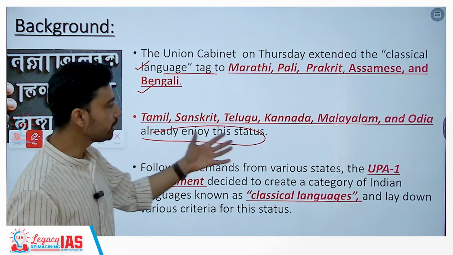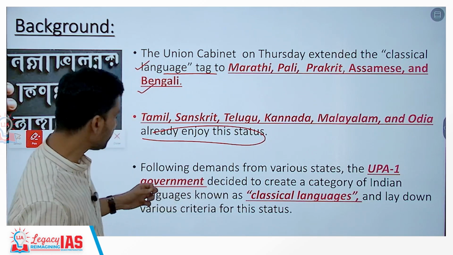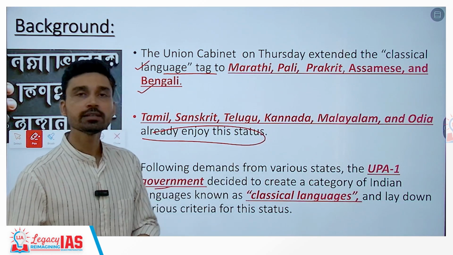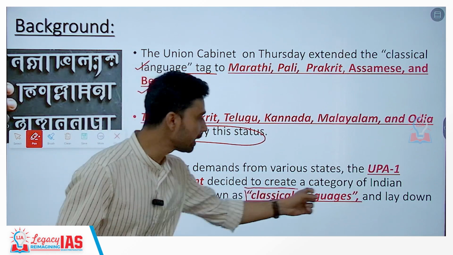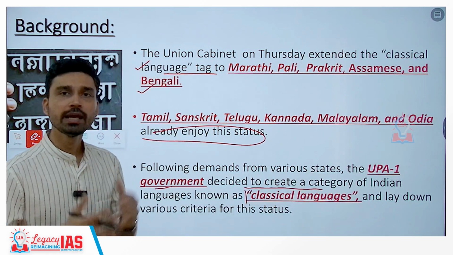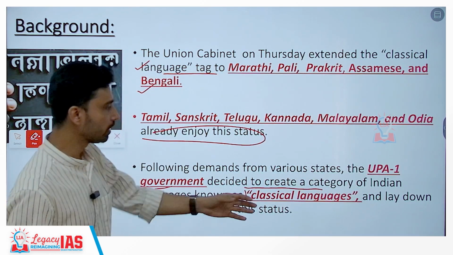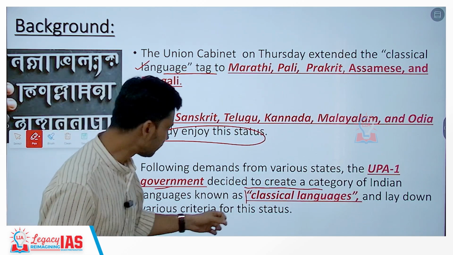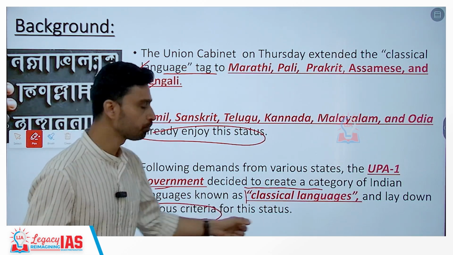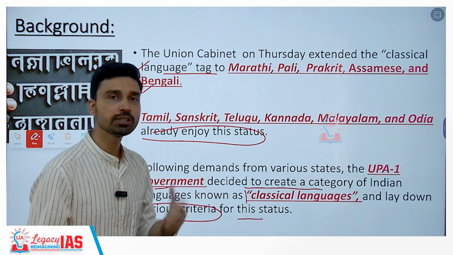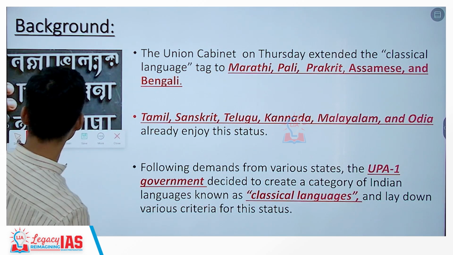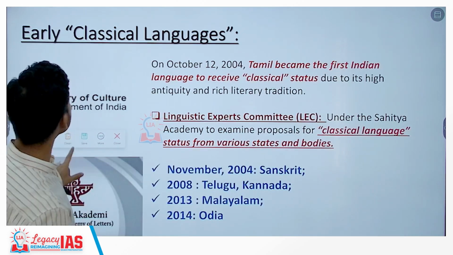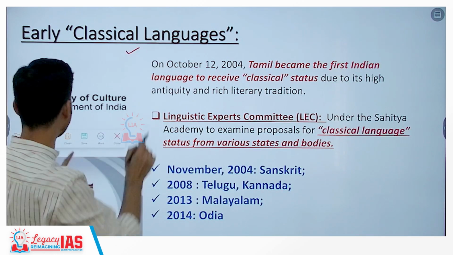Now, following the demands from various states, the UPA1 government had decided to create a category of Indian languages that is referred to as classical languages, and it was during the UPA1 regime that the policy was laid down and the criteria were basically defined for how a language can be selected and put into this particular list. Now, let us try to understand in more detail about the early classical languages.